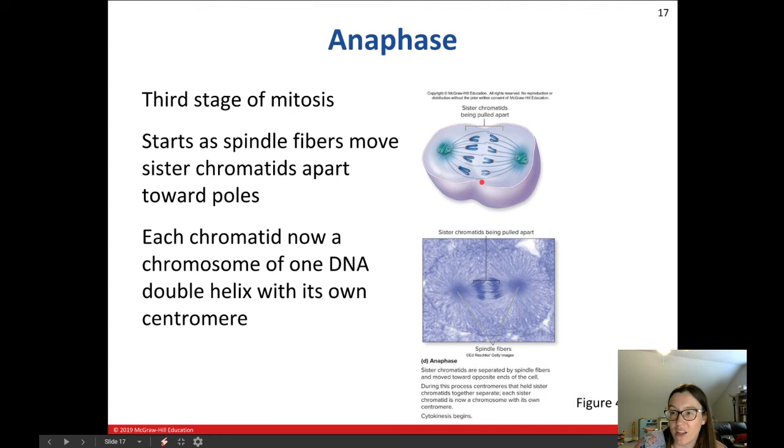The other thing we can see here is this little guy called the cleavage furrow. This is the beginning of cytokinesis. Where it looks like the cell is tightening its belt, that's the cleavage furrow. Usually it starts at the end of anaphase and moves through telophase.